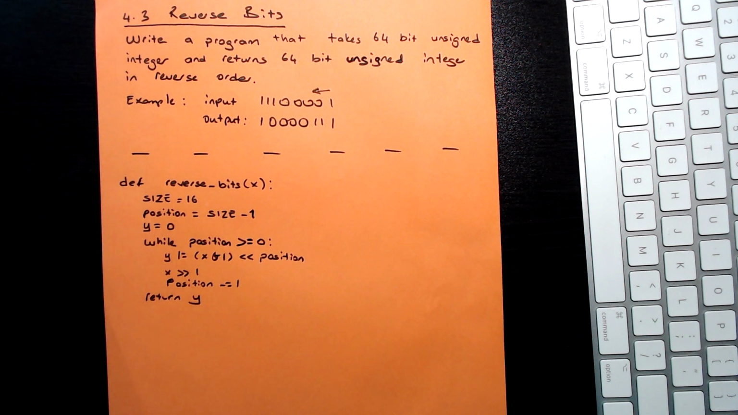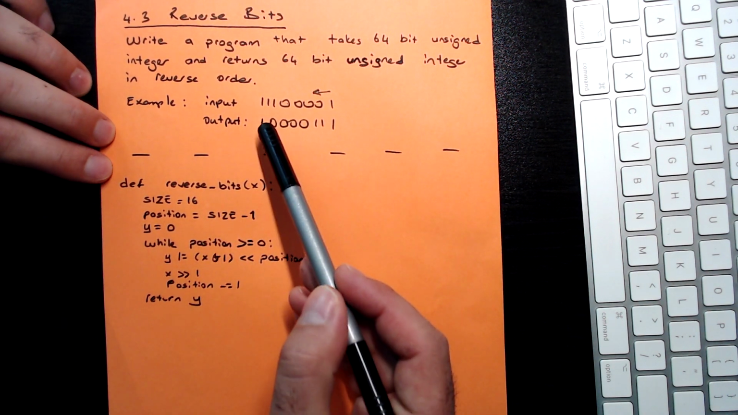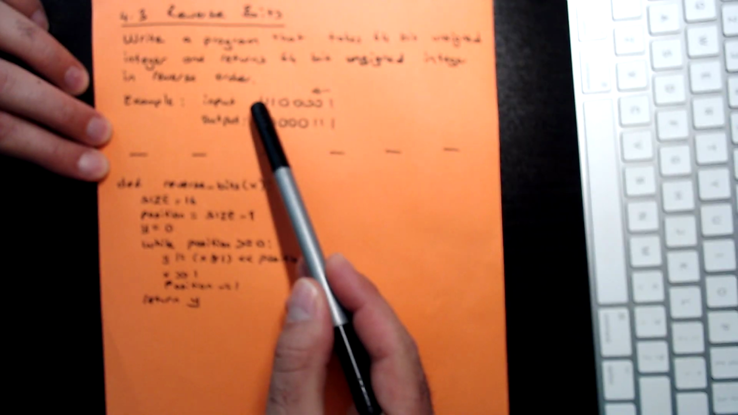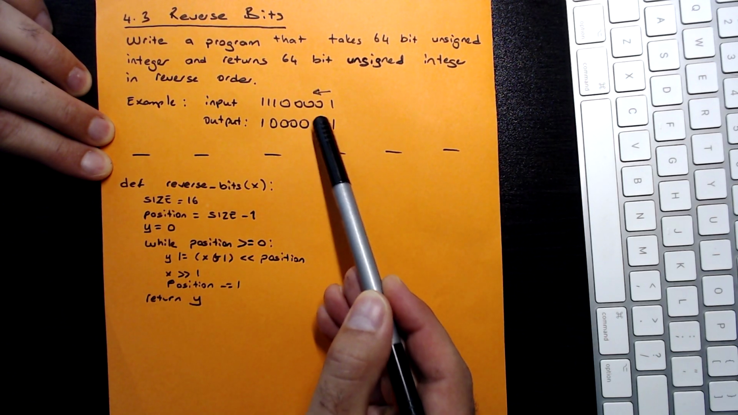In the last video, we started talking about problem 4.3, which is reversing bits. If you haven't, please take a look at that. In that video, we walked through basically how we can take an integer and then reverse bits. The example we gave was 1, 1, 1, 4 zeros and 1 would be returned in reverse, which is 1, 4 zeros and 1, 1, 1.